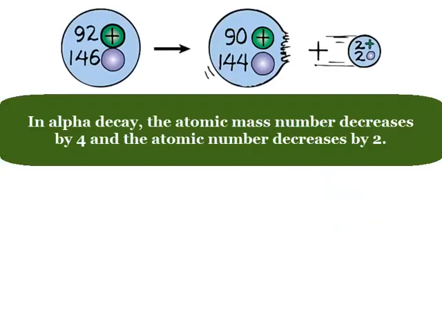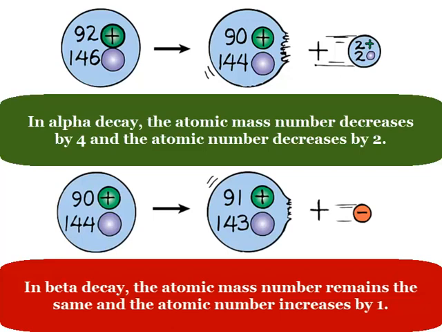When an atom ejects an alpha particle, the mass number from the resulting atom decreases by 4 and the atomic number by 2. The resulting atom belongs to an element 2 spaces back in the periodic table. When an atom ejects a beta particle from its nucleus, it loses no nucleons. Its atomic number increases by 1.